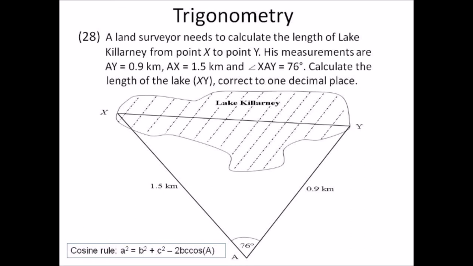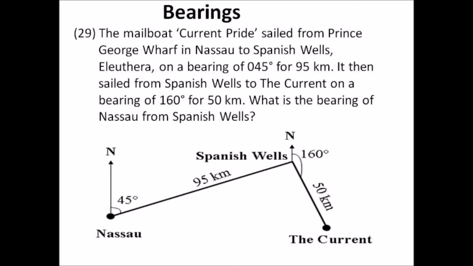And we move on to 29, bearings. The mailboat Current Provider sailed from Prince George Wharf in Nassau to Spanish Wells, Eleuthera, on a bearing of 045 degrees for 95 kilometers. It then sailed from Spanish Wells to the current on a bearing of 160 degrees for 50 kilometers. What is the bearing of Nassau from Spanish Wells? You can get it done. So remember, you want the bearing of Nassau from Spanish Wells.